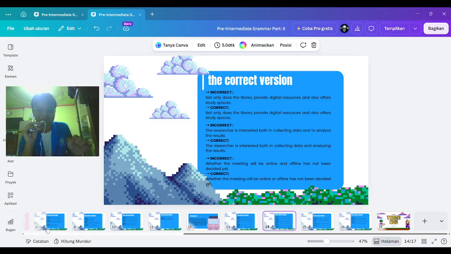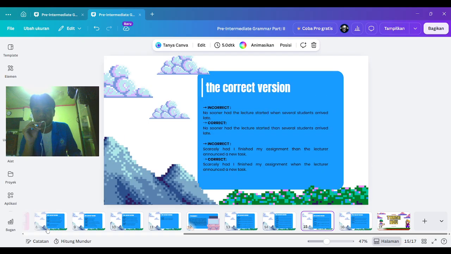Whether the meeting will be online and offline has not been decided yet. No, whether the meeting will be online or offline has not been decided yet. No sooner had the lecturer started when several students arrived late. No sooner had the lecturer started than several students arrived late.